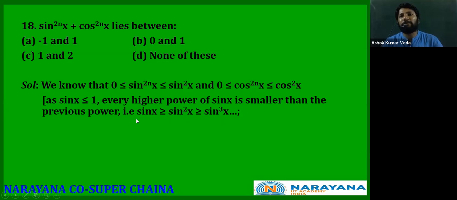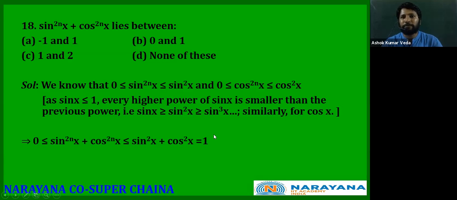And in terms of at least absolute values, sine x would be greater than sine square x, which would be greater than sine cube x, and so on, right? As you go, the higher powers are actually smaller and smaller in value, but they will all be positive whenever you are taking even powers, right? So I can say that sine raised to 2n x will always be smaller than sine square x, and cos raised to 2n x will always be smaller than cos square x, whenever n takes the value, let's say 1, 2, 3, and so on.